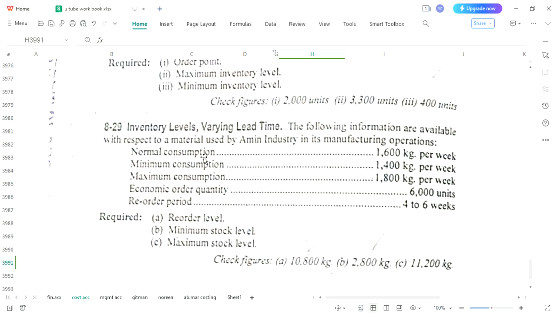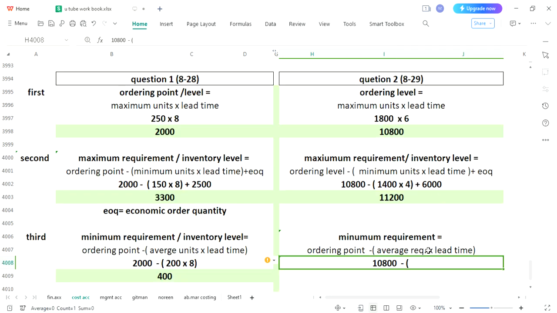Normal consumption, please note it down. Normal consumption is also called average. Normal average is similar things. Come over here. We have 1600 as our average requirement, 1600 number of units. Put 1600 over here. And now next we need to multiply with lead time.